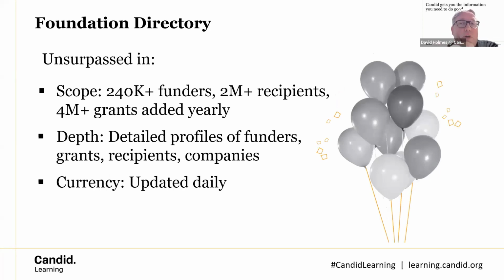So we recommend using Foundation Directory. This is our tool, and it has over 240,000 funders, and these come from all across the United States and all across the world. There's also information on over 2 million recipients of grants. So not just the funders, but who received the grants. And then 4 million grants, like multiple grants to the same recipients. All of these are added yearly. So there's multi-millions of grants in this database.